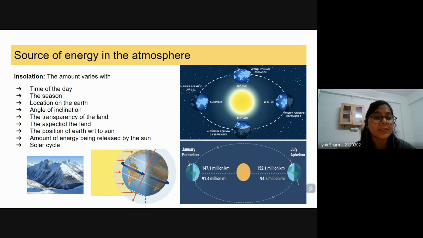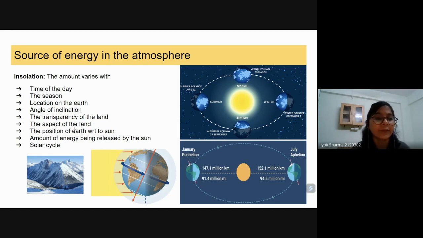The next is transparency of the atmosphere. We already have talked about the dust particles and the aerosols. Different types of gases can absorb the insolation, and different types of aerosols can reflect or scatter the insolation. So based on the material, whatever the composition we have in the atmosphere, the amount of insolation that will enter the atmosphere will be decided.